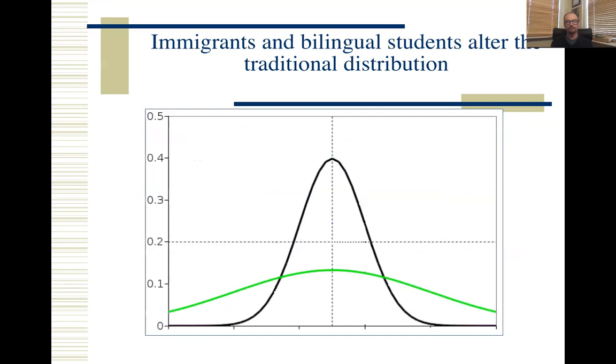But what it really means, what they're really saying is, if you look at native English-speaking monolingual populations and how they perform on tests, you often get a distribution like the one you see in black.